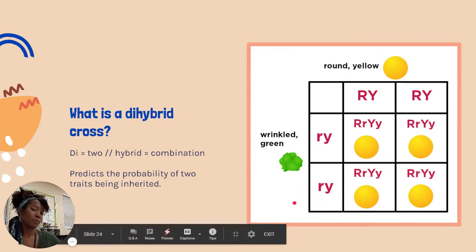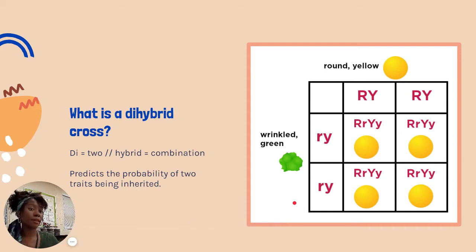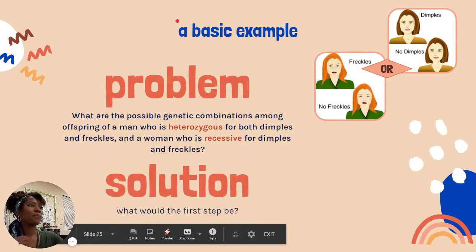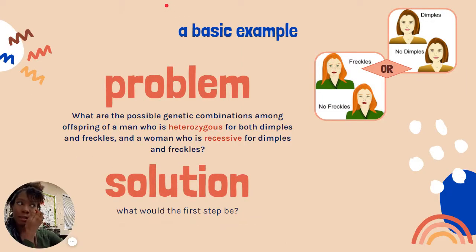So it would be like, we look at leg length. Either the parents' legs were short or tall. Now we're looking at what are the probabilities of 2 traits being inherited together. All right, so a basic example. Let's start off with a basic example, and then you're going to have some practice problems on your own.